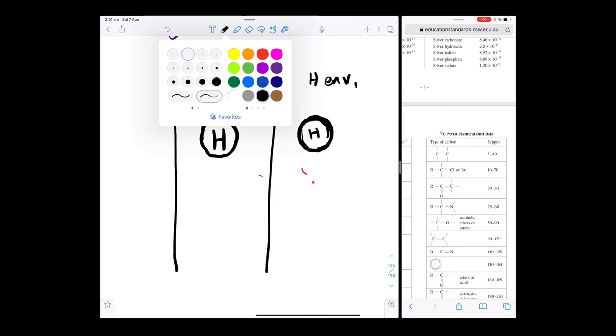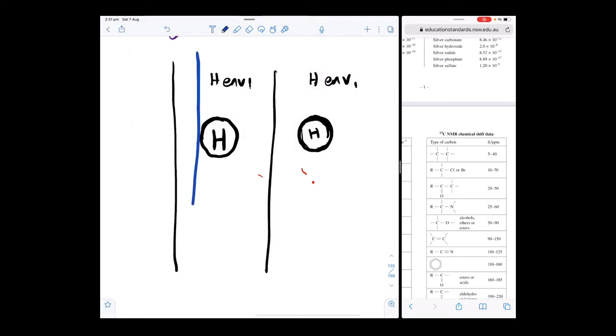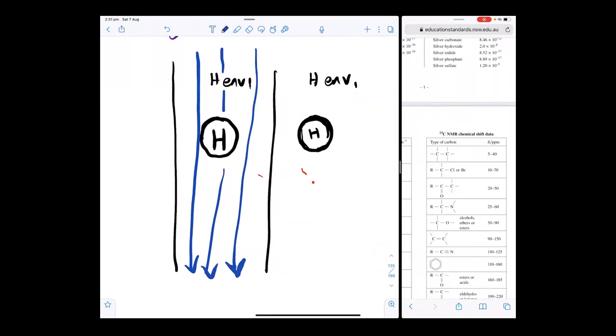Now, do you agree this hydrogen environment 1 is sitting in an external magnetic field? Everyone with me, right? Sitting comfortably in an external magnetic field. When you add another hydrogen, what will that other hydrogen do? It will initially align with the external magnetic field, but what happens when I supply it with energy, everyone? What's it going to do? Go to a higher energy state.